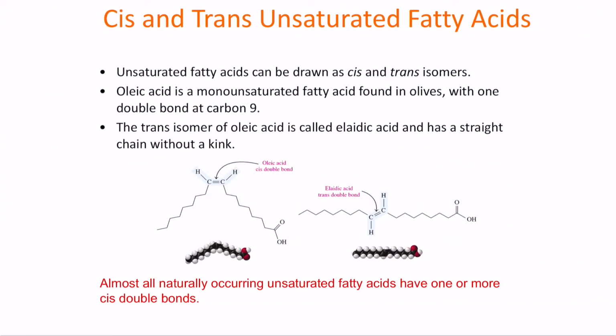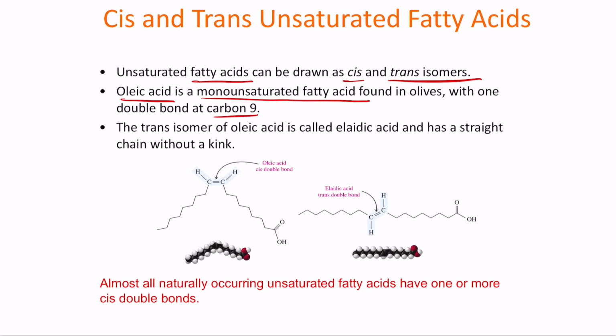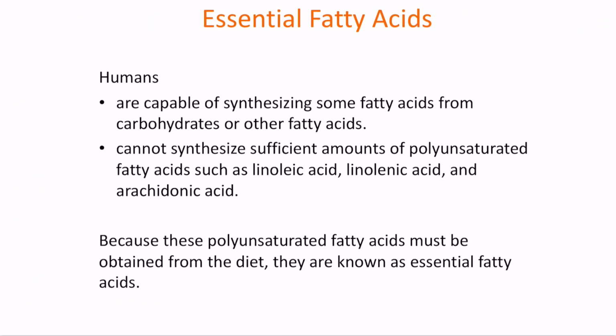Now unsaturated fatty acids can be drawn as both cis and trans isomers. For example, if you take oleic acid, it is a monounsaturated fatty acid found in olives with one double bond at carbon 9. If both side chains are written on the same side, we call this a cis double bond. If they are drawn as a straight structure, we call that a trans structure or a trans double bond. These are the two structures that you notice here, showing how the differentiation looks.